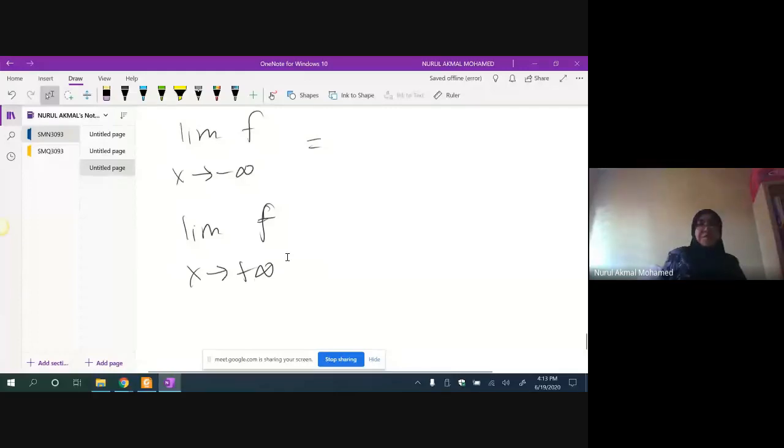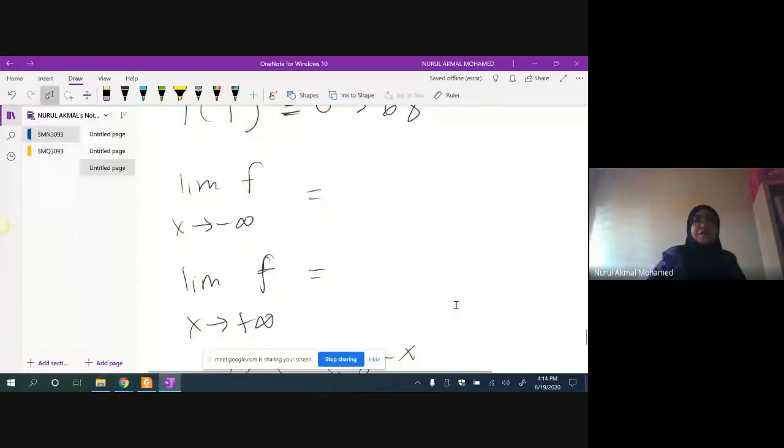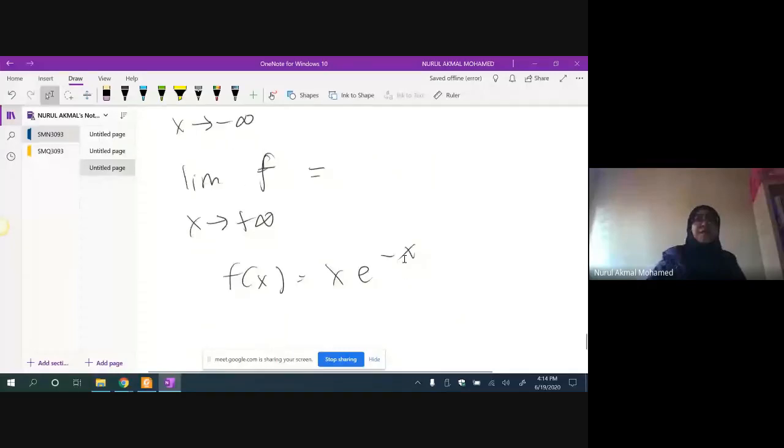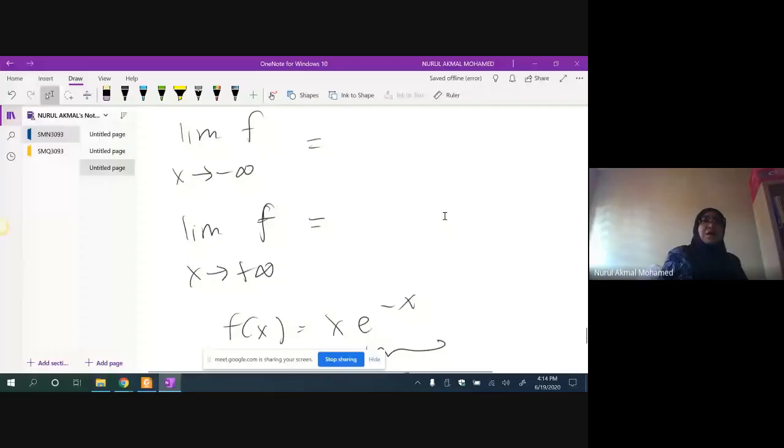f is x e to the power of negative x. You can check for a large number. Let's say you choose x equal to 1000. What happens to the value of f? You multiply 1000 with e to the power of negative 1000. I expect that this part will be almost zero, and this one will be 1000. 1000 multiplied with zero, I think it will be zero.